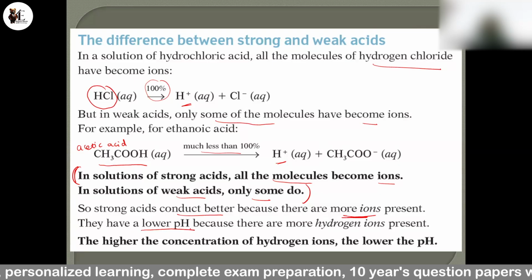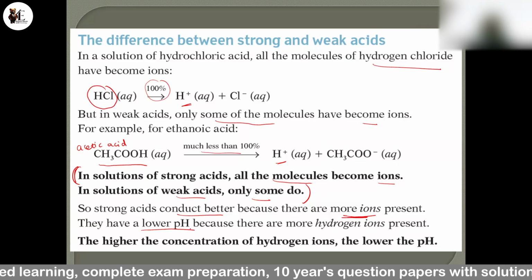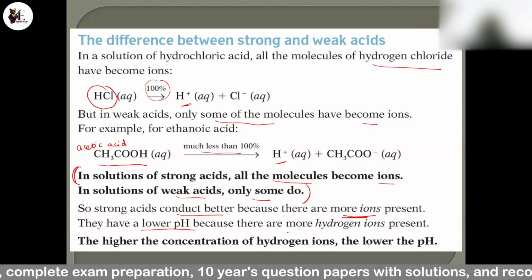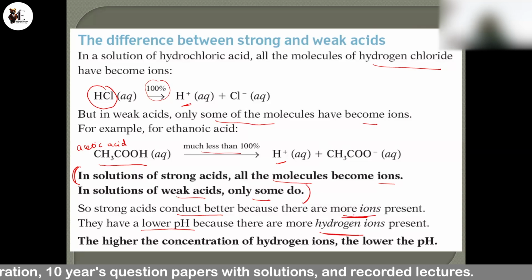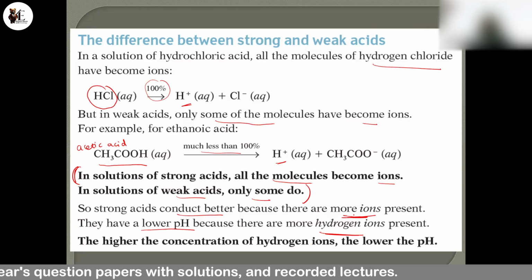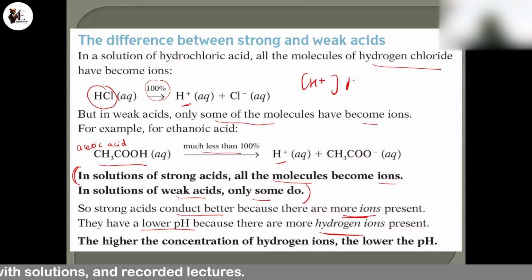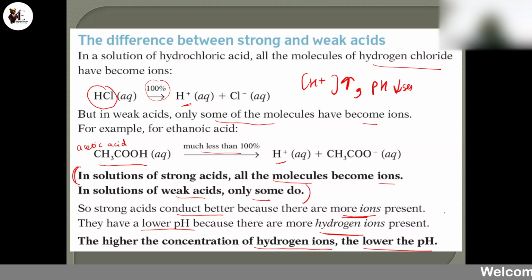They have a lower pH, right? Strong acids have lower pH compared to weaker acids because they have more hydrogen ions present. If hydrogen ion concentration increases, pH decreases. That means it becomes acidic. So the higher the concentration of hydrogen ions, the lower the pH. You have to remember all these points.